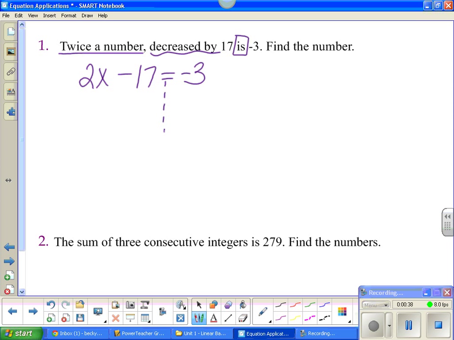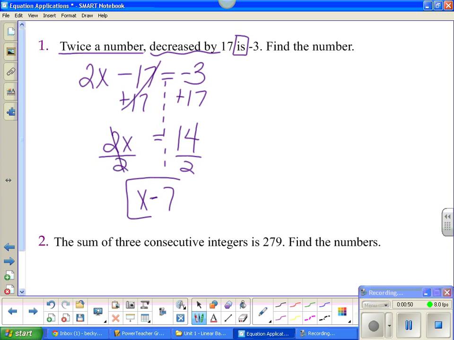So now all I have to do is solve for x. I'm going to add 17 to both sides. Divide by 2. And x is 7. So I set up a math problem to solve it, and then I solved the math problem.